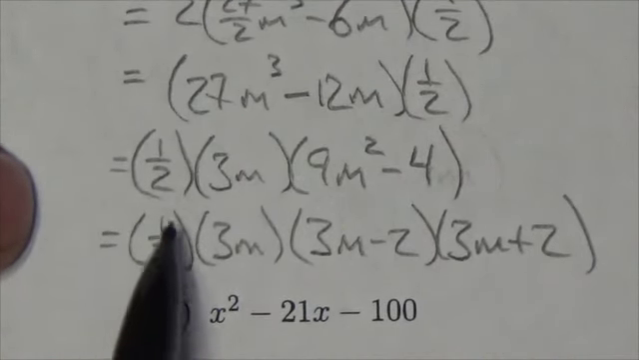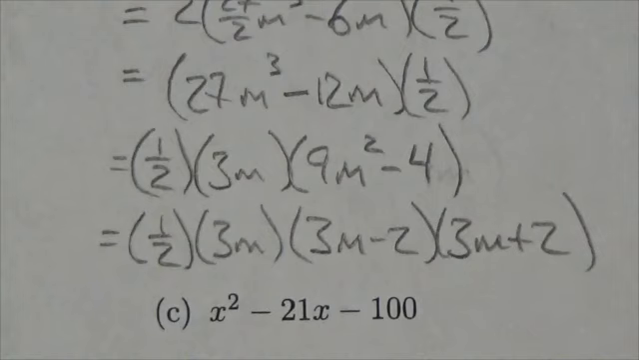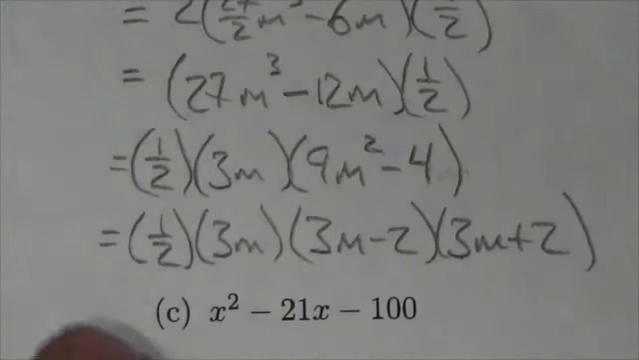If you want, you could multiply the 1/2 by the 3 to get 3/2 m, but it's not necessary. And in fact, you're going to see in a little while, for those of you that go into calculus, sometimes we like to pull that denominator out and treat it as its own term. And you'll see that there's a lot of utility in that.